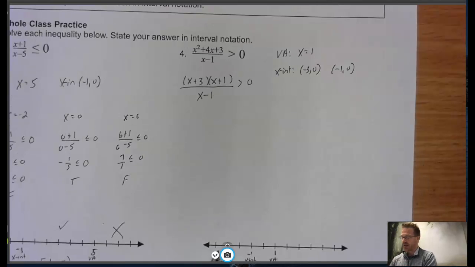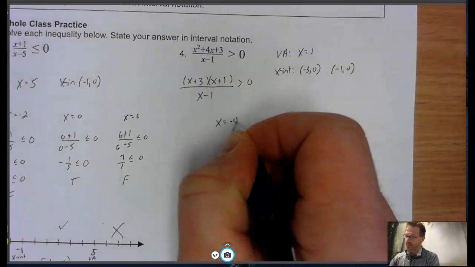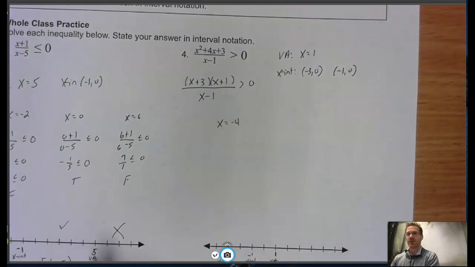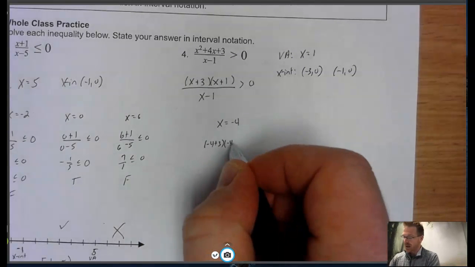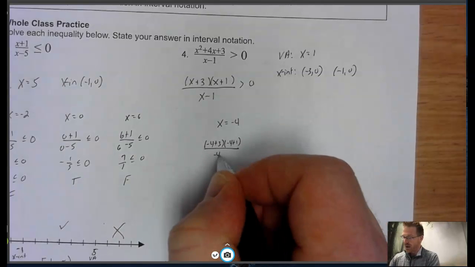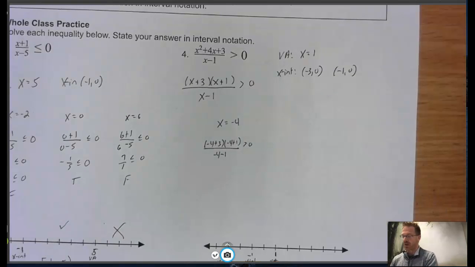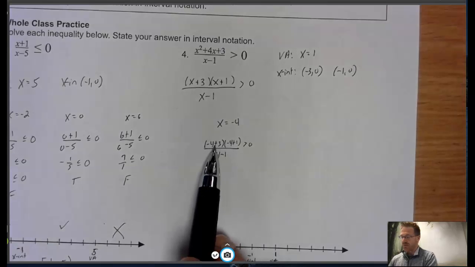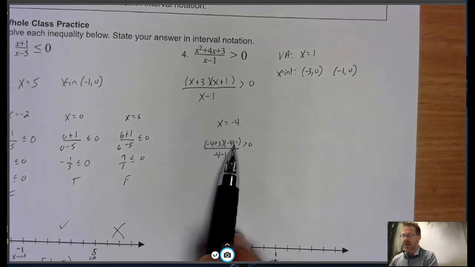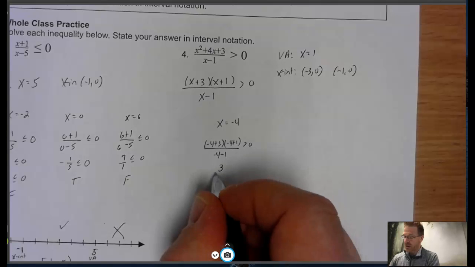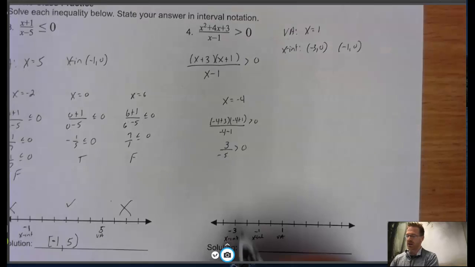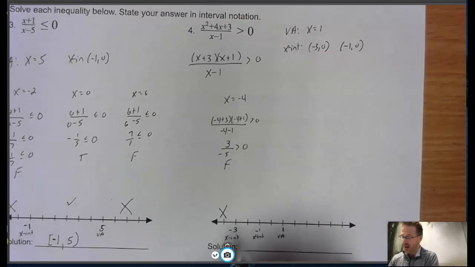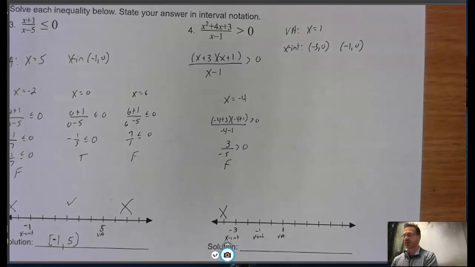So let's just take x equals negative 4, and I'm going to plug it in right here. So notice I get negative 4 plus 3 times negative 4 plus 1 over negative 4 minus 1, and is that greater than or equal to 0? So notice this is going to be negative 1 times negative 3, which is positive 3, over negative 5. So is that greater than or equal to 0? It is not, so that's false. So we don't want this interval out here. So that means it's below the x-axis.